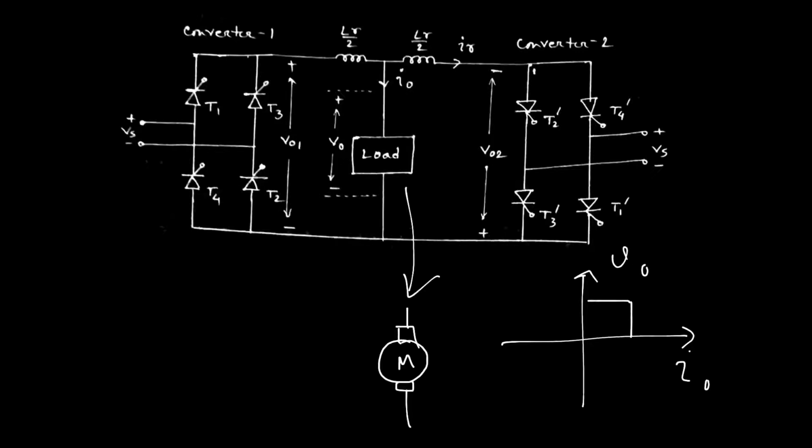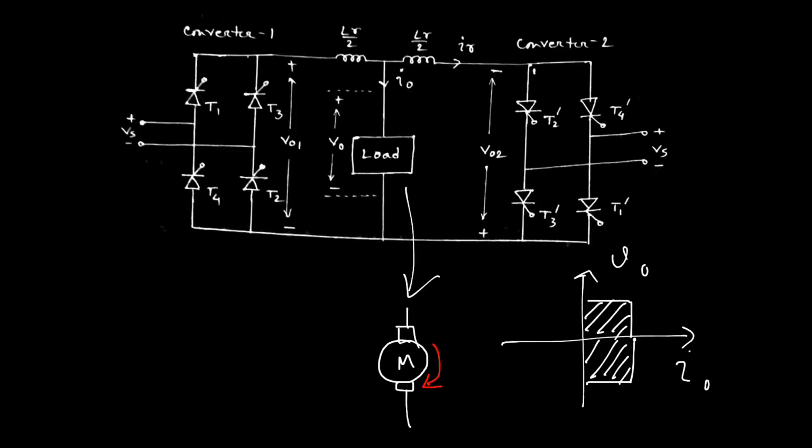And due to the presence of inductive load, it will cover both quadrants, that is first quadrant and second quadrant. So we can assume the load is nothing but a DC motor. When the first quadrant operation is covered by using the proper firing angle alpha at converter circuit 1, the motor is moving in the forward direction, and it is working as a motoring action.